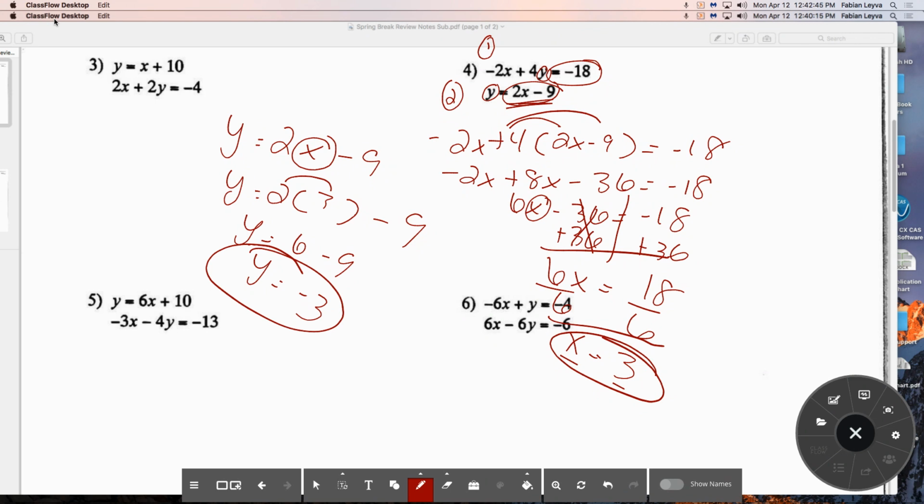That's it. Now, keep in mind, you are going to be asked to put this in an ordered pair. So remember, when you have an ordered pair, x gets listed first, followed by your y. Your x is a positive 3. Your y is a negative 3. Does everybody agree with that?